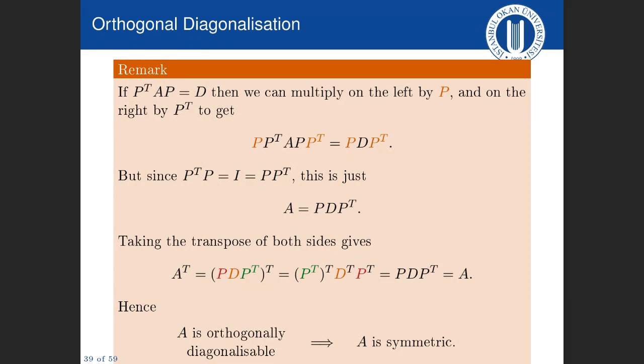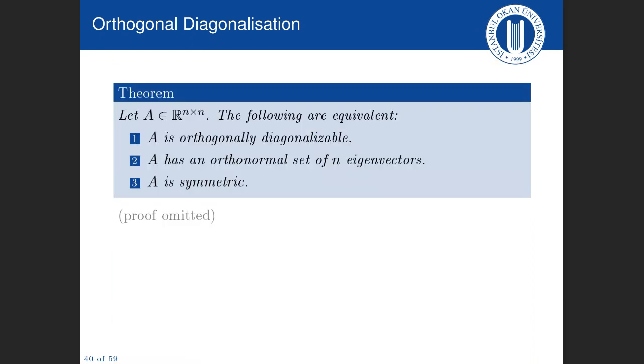And actually, it's not just implies, it's actually if and only if. Theorem: let A be a square n by n matrix, then the following three conditions are equivalent. A is orthogonally diagonalizable if and only if A has an orthonormal set of n eigenvectors, if and only if A is a symmetric matrix. So the orthogonally diagonalizable matrices are exactly the same as the symmetric matrices.